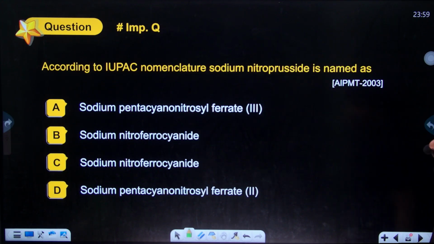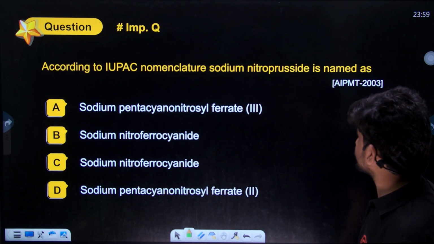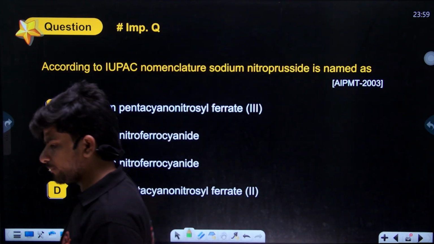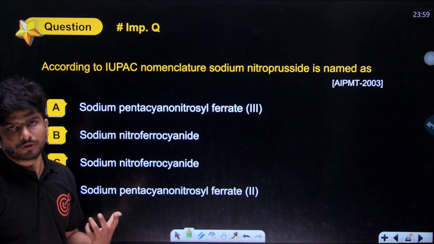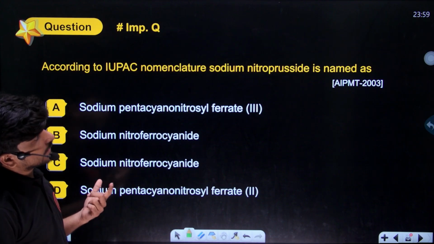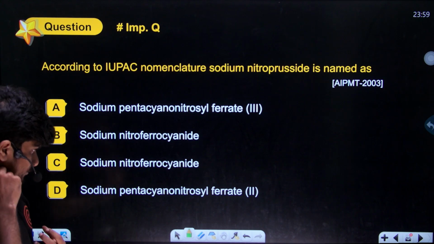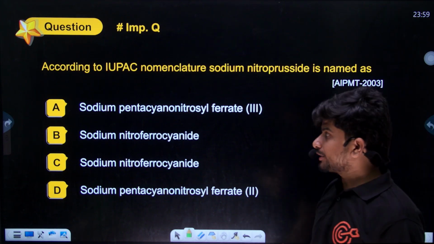Next, according to the IUPAC nomenclature, sodium nitroprusside is a name for... This is a very important compound which has been repeated many times from the JEE Main point of view also. So sodium is there, nitroprusside is there. So what is this sodium nitroprusside? You have sodium, you have a nitrosyl group in it.